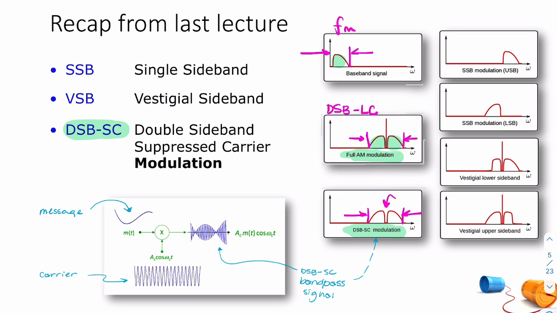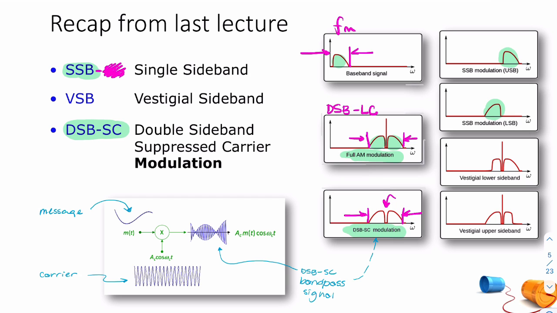We also introduced something called SSB, or single sideband, where instead of having 2 sidebands, you'd only have 1 sideband. That could be the upper sideband, or it could be the lower sideband. You'll notice there isn't a carrier, so we can also say it's SSB-SC, because there's no carrier, but we don't normally say that.